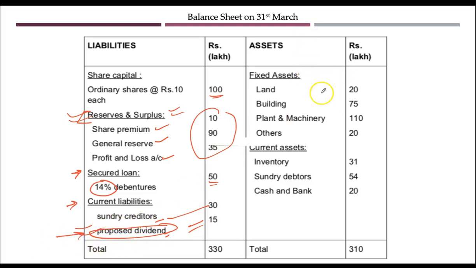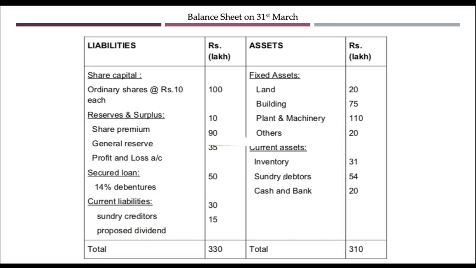On the asset side, we have the fixed assets of land, building, plant and machinery and others. The current assets include some inventory, that is stock. You have your debtors, and then there's some cash in bank around 20 lakh. So all in all, this is the balance sheet.